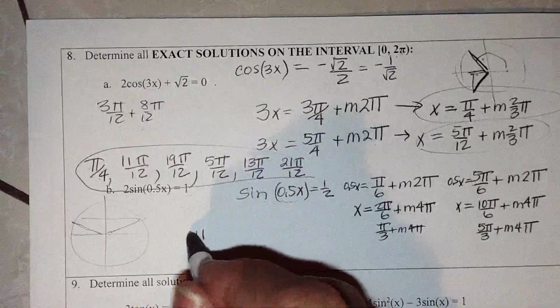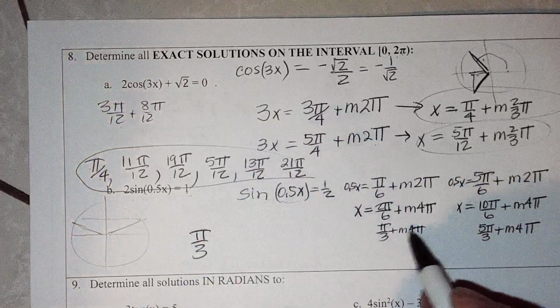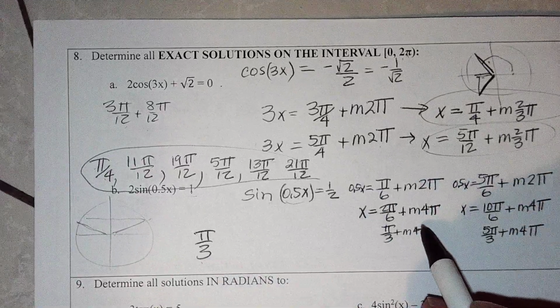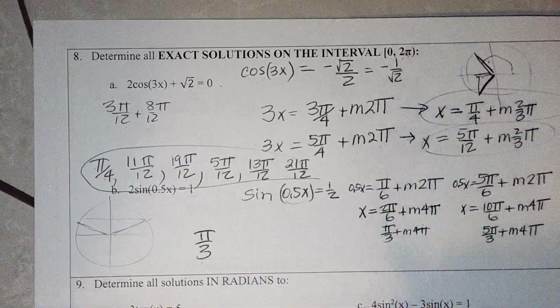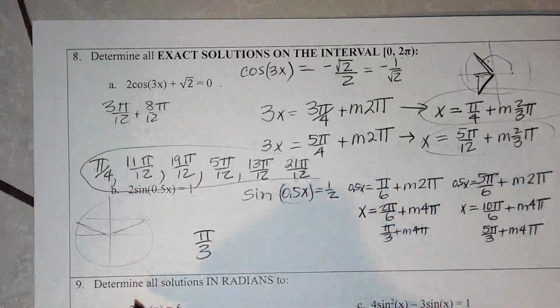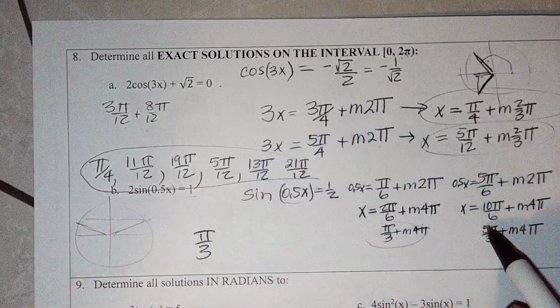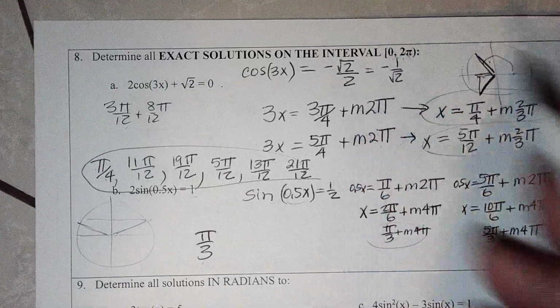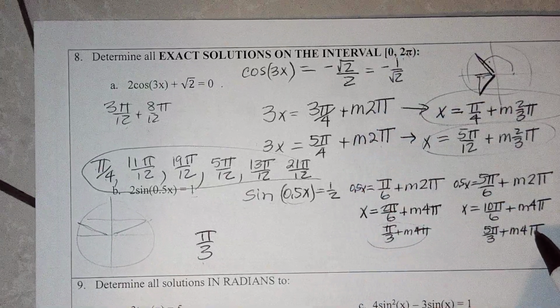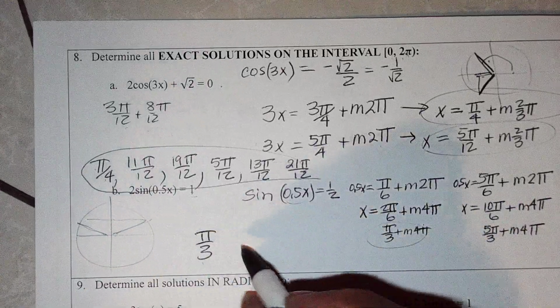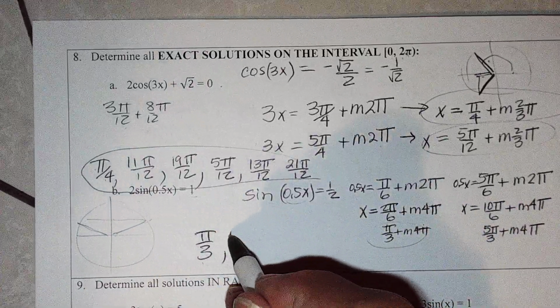So pi over 3 plus no 4 pi's is one answer. And if I add 4 pi, I'm going to be beyond 2 pi. And if I subtract 4 pi, I'm not in range either. So that's the only one from this piece. And 5 pi over 3 is between them. And any multiple of 4 pi added to that would be too big, or subtracted would be too small. So I only get 2 answers.